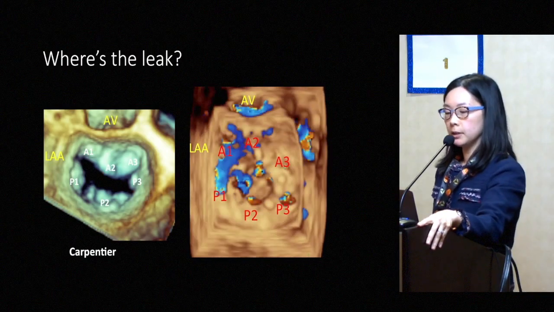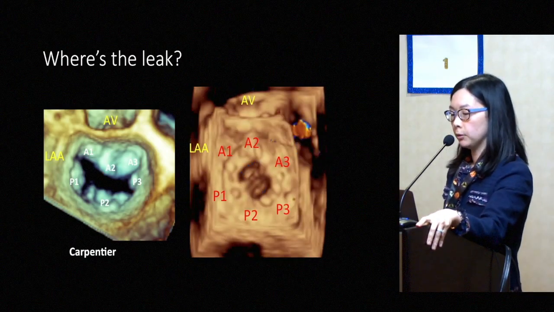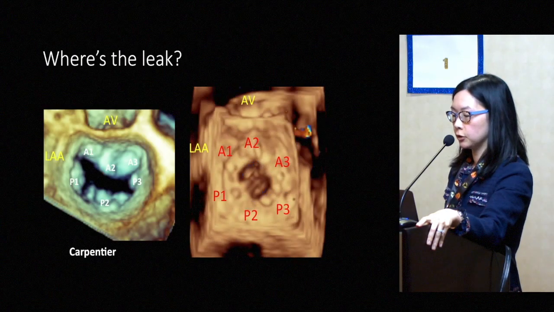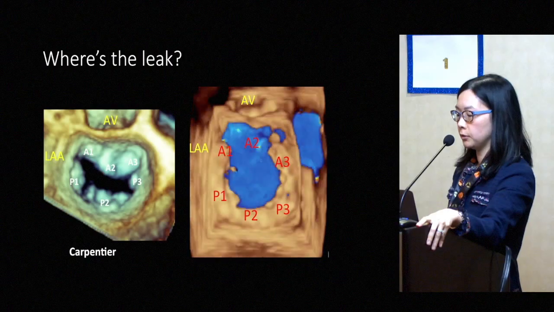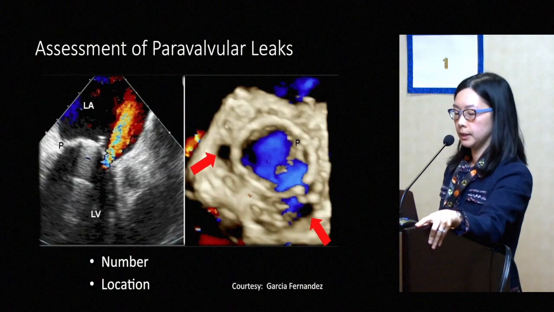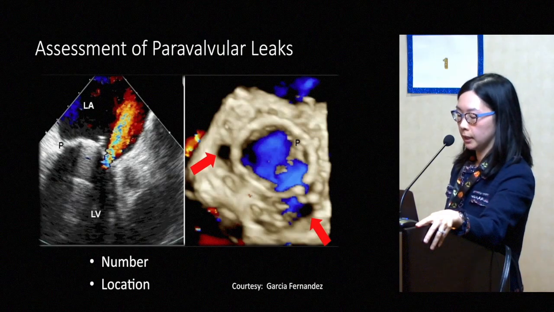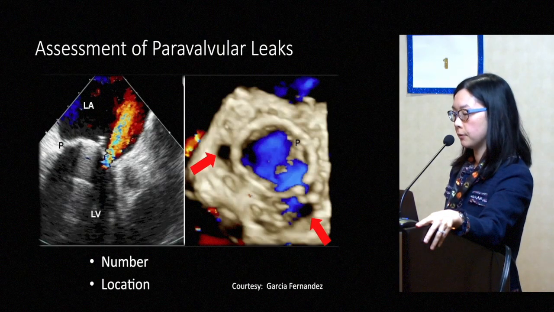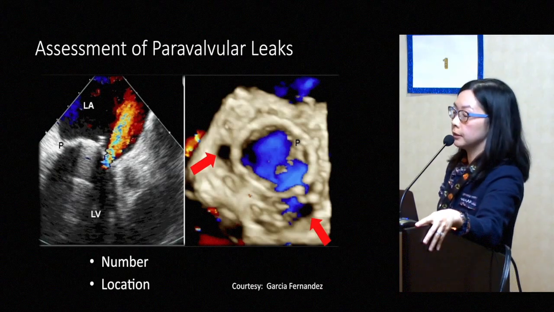Now, some people still use the Carpentier method for reporting leaks. That's not very common, but there are people who do that. Once again, they basically take the superimposed A1, A2, A3 views and put that on top, but that's not very popular. Now, in terms of 3D echocardiography, you can actually get the number and location of the leaks. You can go down with multiplanar analysis for your 3D data set.